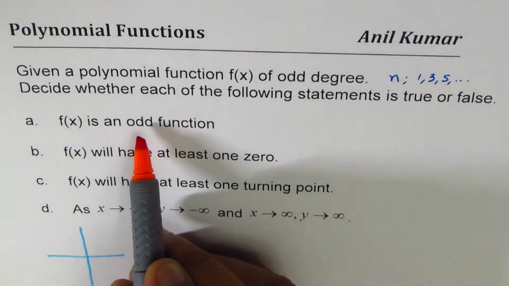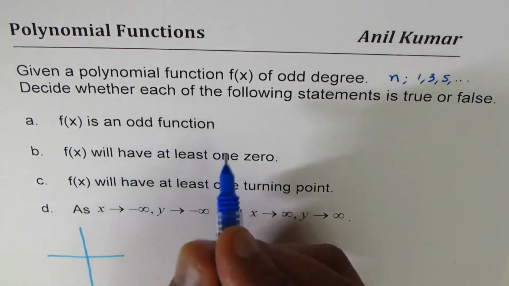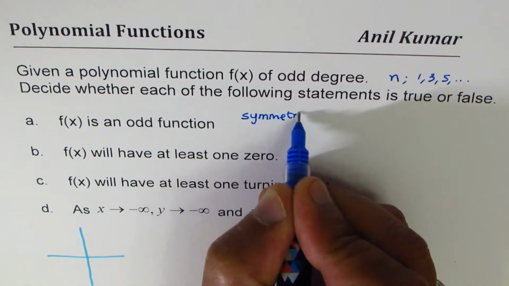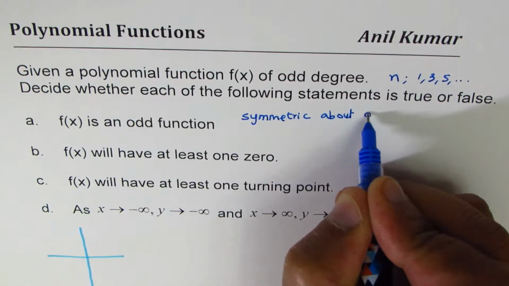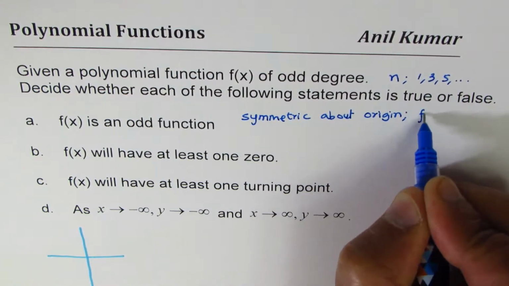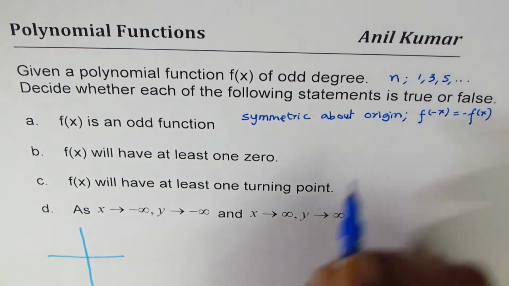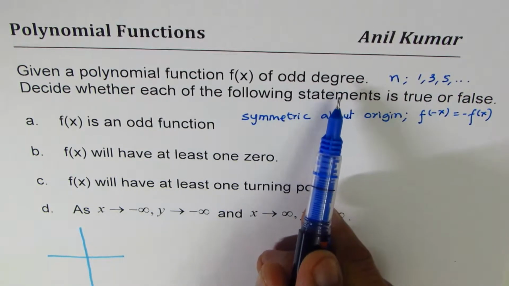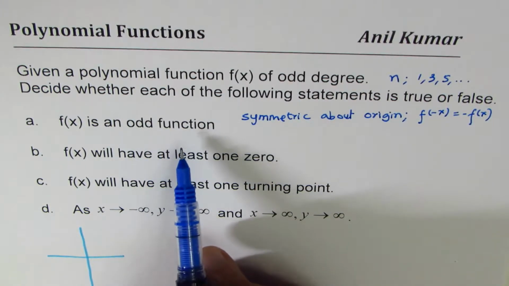An odd function really means that the function is symmetric about the origin. That is what it means. Or f of minus x equals minus f of x. That is what odd function means. If you have an odd degree, it necessarily does not mean that the function will also be an odd function. This is very important to understand, right?